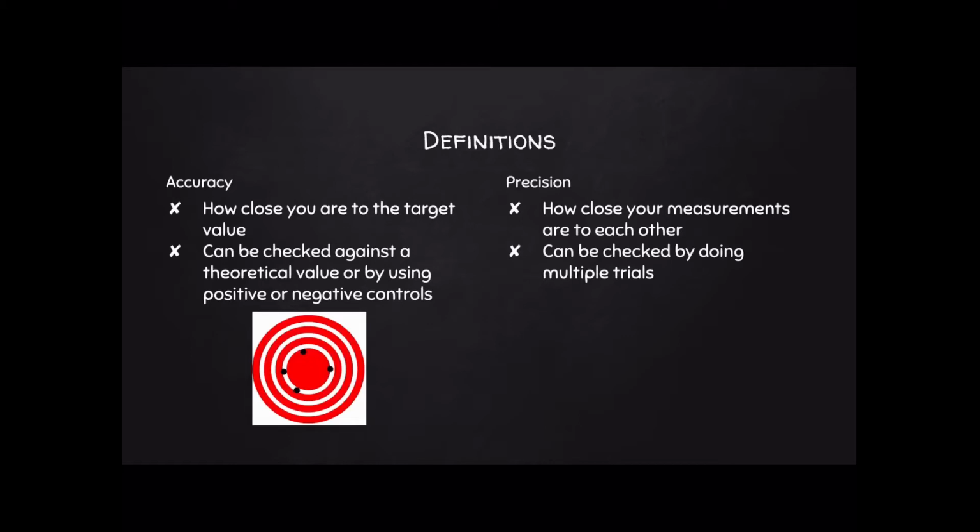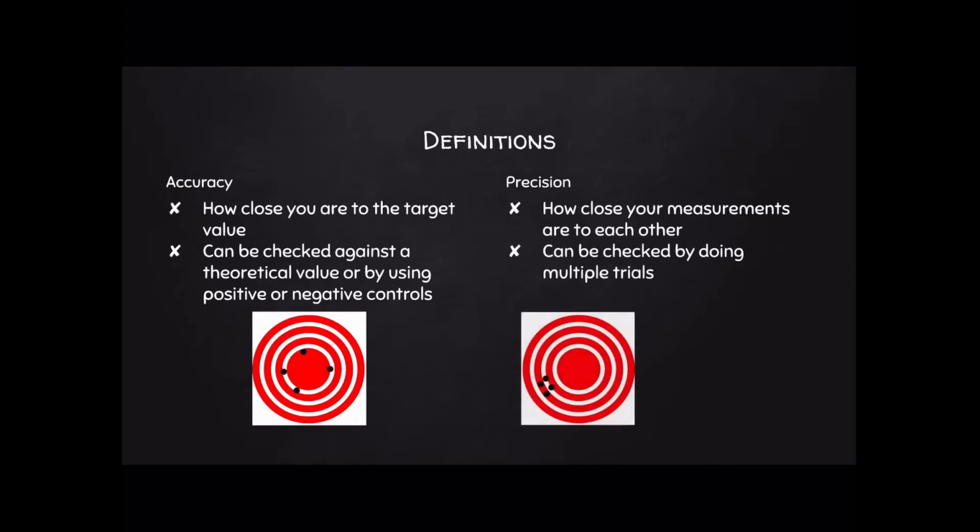In some of the experiments, we don't have a great way of measuring accuracy if we don't have a known value or if we don't have good controls, but we can always get precision when we're making measurements. And here's an example of precision. So this isn't necessarily on target, but you can see the grouping of those points are close to each other. So those are our definitions.